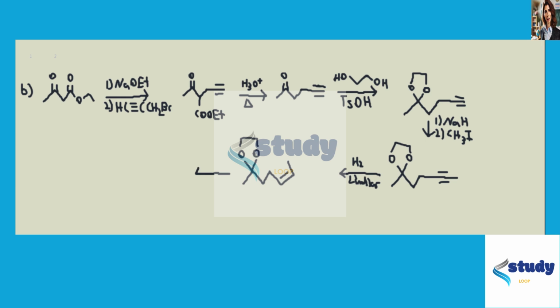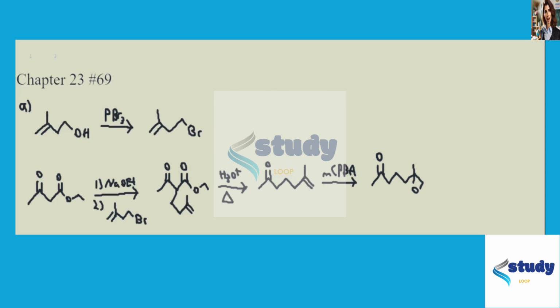And then the last thing that we need to do is just deprotect that ketone to get our ketone back. And so some aqueous acid can accomplish that for us. Okay, and so we fix this. So that's the series of steps that we need here. That's part B. Here again is part A. And that's the answer to chapter 23, problem number 69.